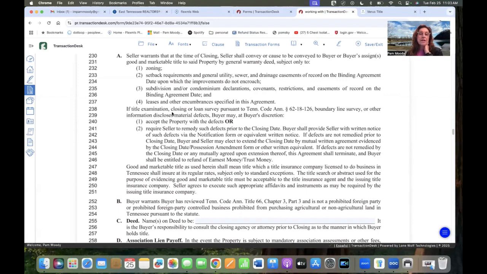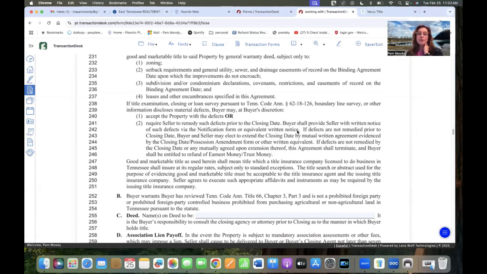If title information, closing or loan survey pursuant to Tennessee Code Annotated 62-18-126, boundary line survey or other information discloses material defects, buyer may, at buyer's discretion, accept the property with the defects or require seller to remedy such defects prior to the closing date. Buyer shall provide seller with written notice of such defects via the notification form or equivalent written notice.